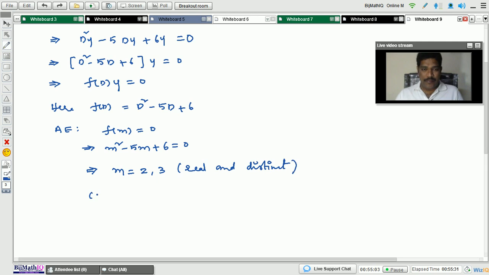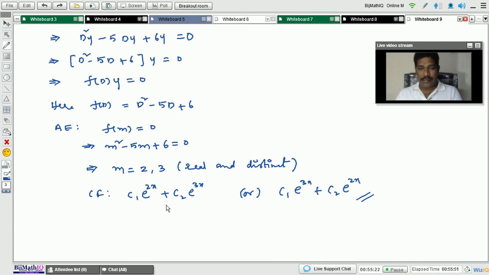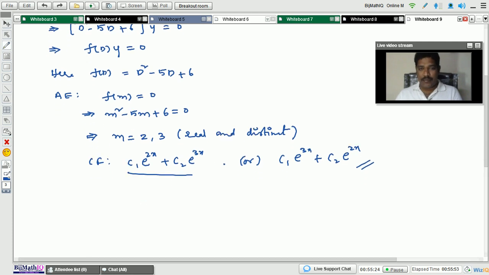On solving this equation, I think you'll get 2 comma 3 as the roots. Okay, these are real and distinct. So for the complementary function here, you can write c1 into the first root e power 2x plus c2 into the second root e power 3x. Or you may write the order like this also, no problem: c1 into e power 3x plus c2 into e power 2x. You may write either order; both are right answers.